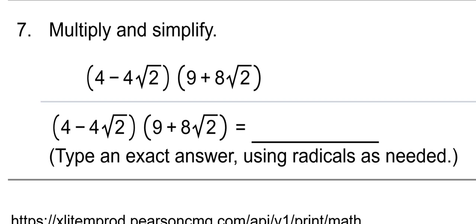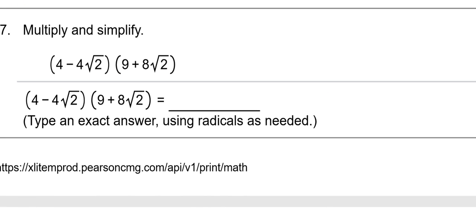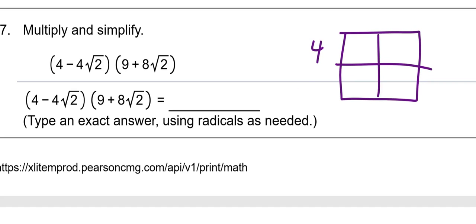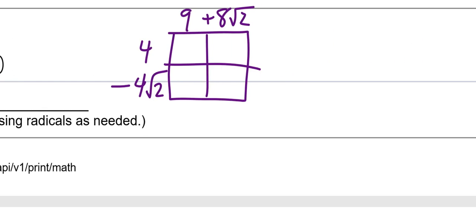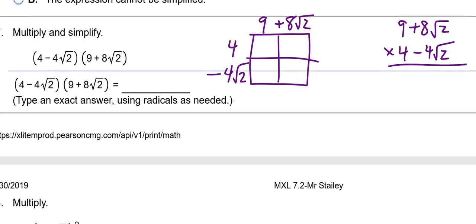I just forgot that was your question. Pick your favorite method for question 7 and go. Whichever way you like to do it, it doesn't matter to me.